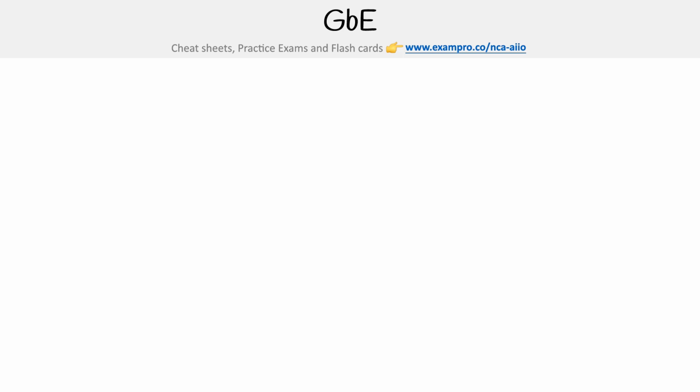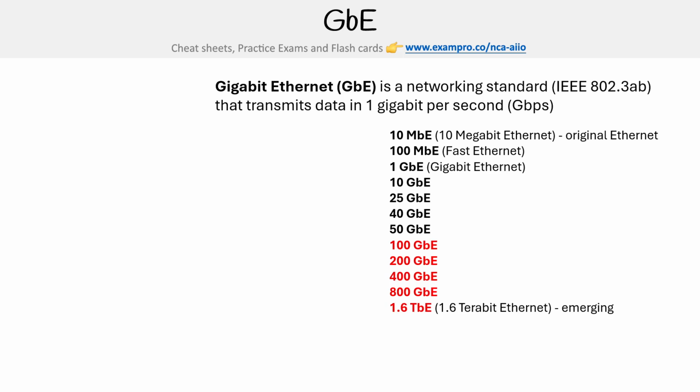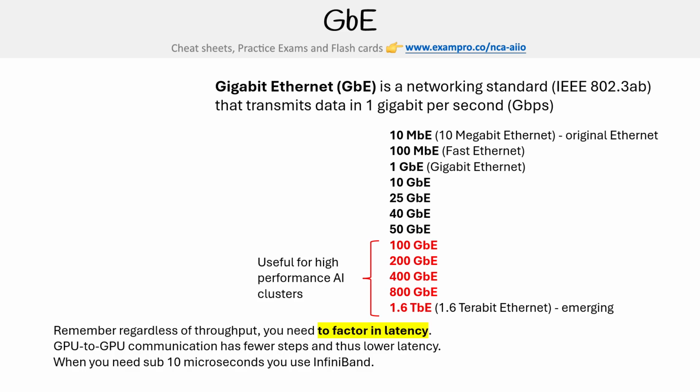All right, let's take a look here at Gigabit Ethernet. This is a networking standard that transmits data at 1 gigabit per second. When we're talking about AI clusters, we're looking at 100 gigabit Ethernet up to 1.6 terabit Ethernet, which is still emerging at this point. You might see questions talking about throughput and these speeds, and that's all well and good. But remember, regardless of throughput, you need to factor in latency. For GPU to GPU communication, the fewer steps there are, the lower the latency, because if it has to go some other route, you have to factor in latency.